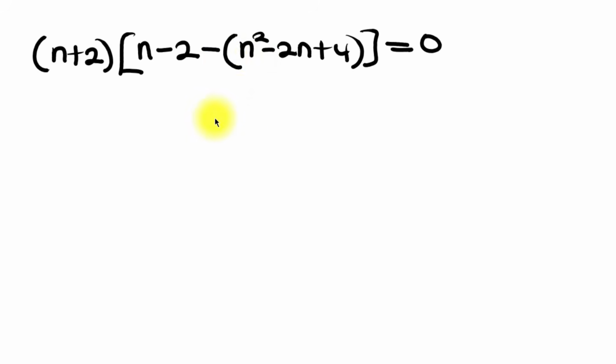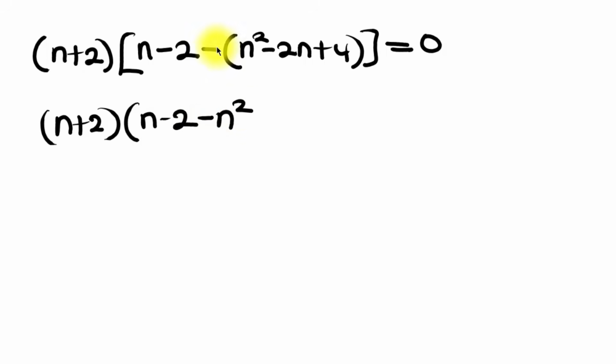Very good. Let's simplify the terms inside of this parenthesis, which is this square bracket. So we have n plus 2 times, we have n minus 2. Using this negative to open up the bracket, we have negative n squared. Now negative times negative is positive, 2n. And negative times positive is negative 4. Good. This is equal to 0.